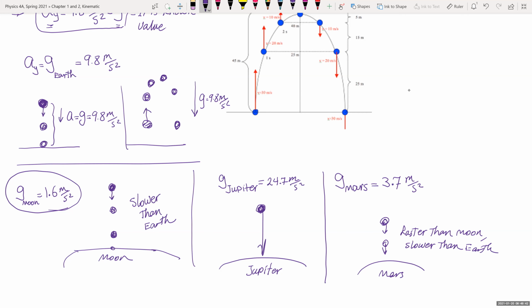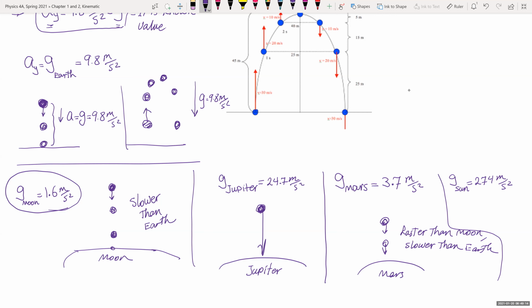So gravity acceleration, every planet, every star, they have gravity acceleration. Let me tell you, G for the star Sun is 274 meters per second squared. Look at this. It's very big. It's almost 28 times that of planet Earth.